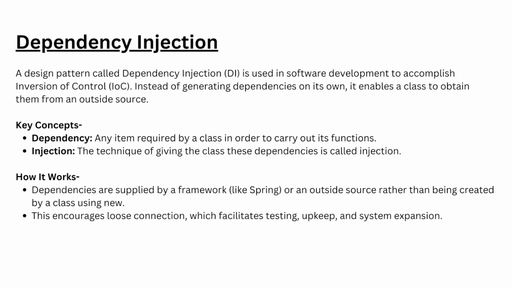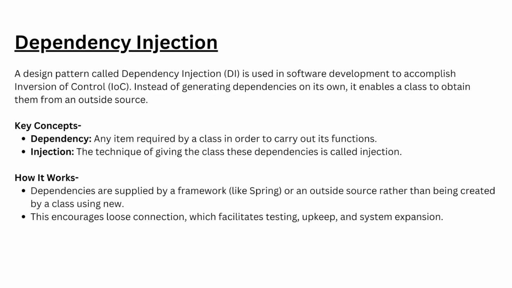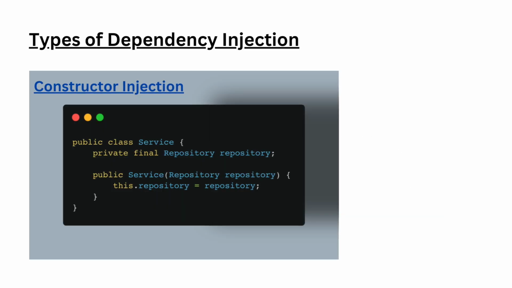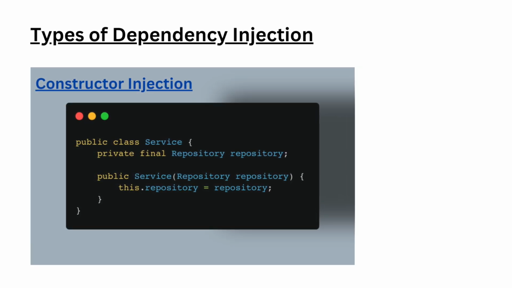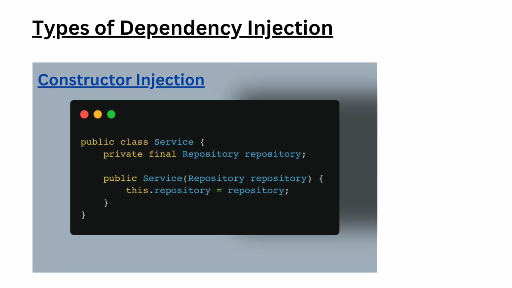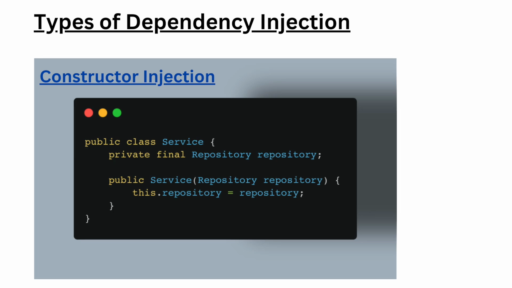Now there are a few types of dependency injection. We have constructor injection, setter injection, and field injection. This is your next question as well, but let's talk about it here. Constructor injection is where dependencies are passed via the class constructor. Take a look at this example. Here we have a service constructor, and this is how you actually pass the dependency.